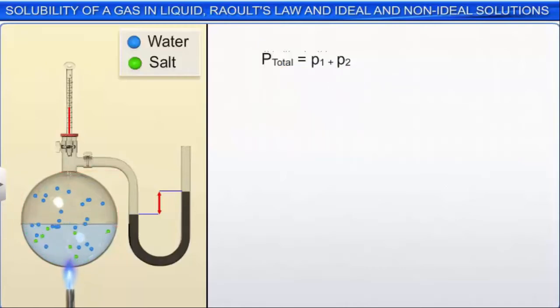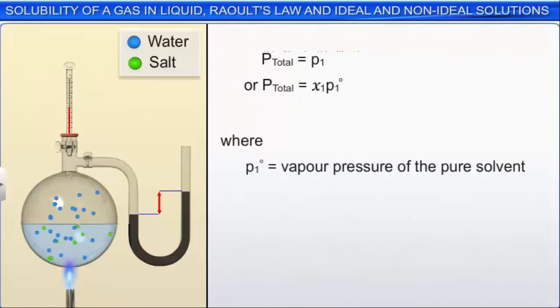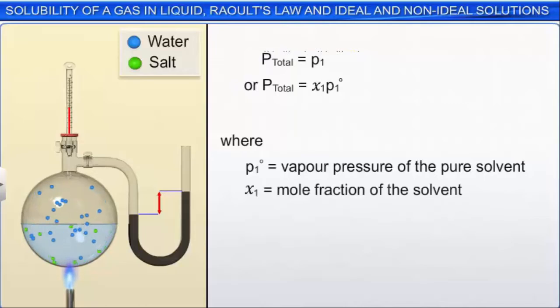That is, P total is equal to P1, or P total is equal to x1 P1 naught, where P1 naught is the vapor pressure of the pure solvent at a particular temperature and x1 is the mole fraction of the solvent 1.